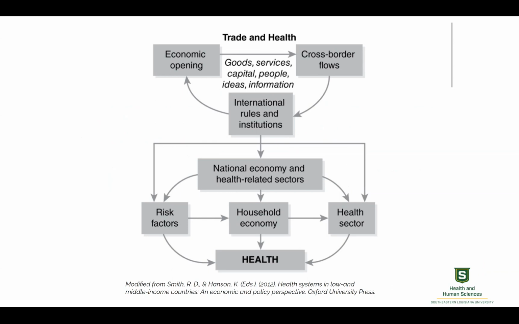And then you have the international rules that have a direct or indirect impact on the national economies of different nations, and in effect the health related sectors, which then trickles down to the economy of the household, the health sector, and the risk factors, which all boil down to health. So there is a very direct link between trade and health, whereby a lot of the commercial and trade decisions that are being made have knock-on effects on the health of nations and also globally.